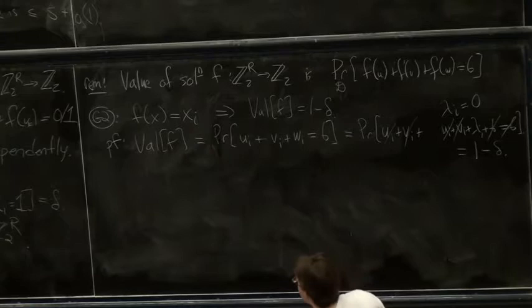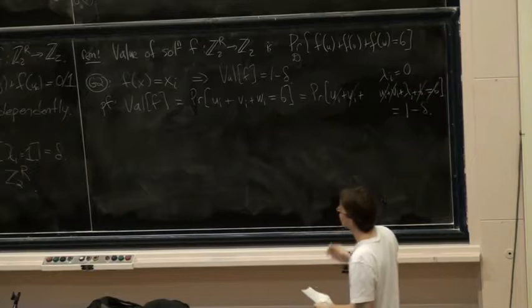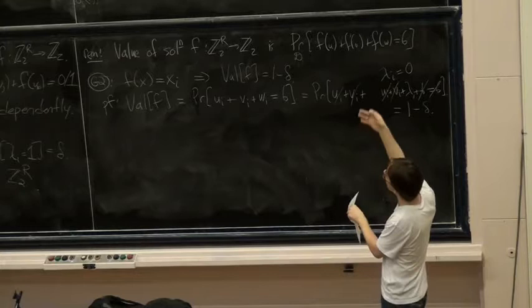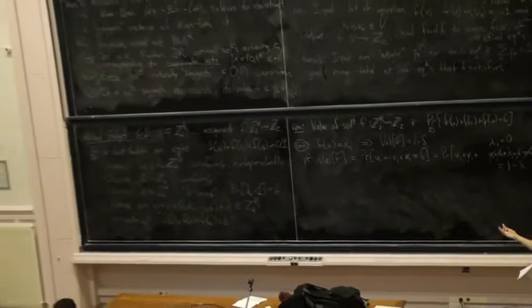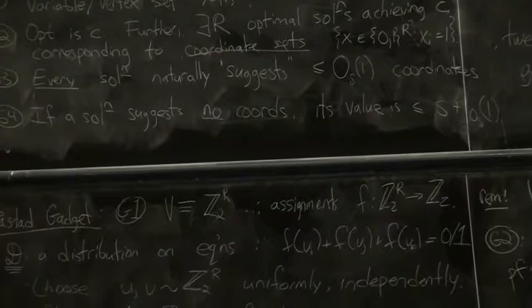So G2 is done. I'll show later that these are actually the optimal solutions, but we do have these OR coordinate solutions achieving this good value 1 minus delta. So skipping down to G4 for a second, what we need to do is understand the value of every solution F. So we have to understand what is the meaning of this probability for a given solution F.